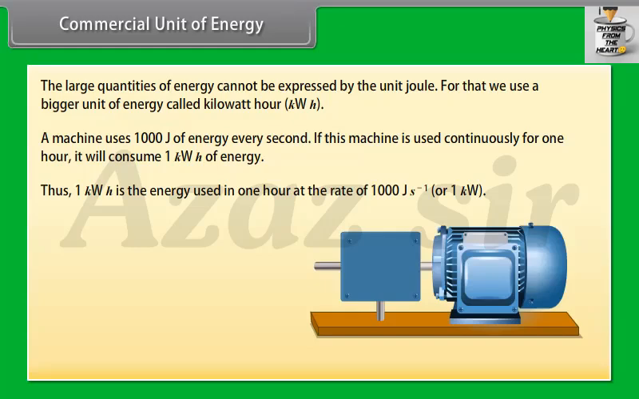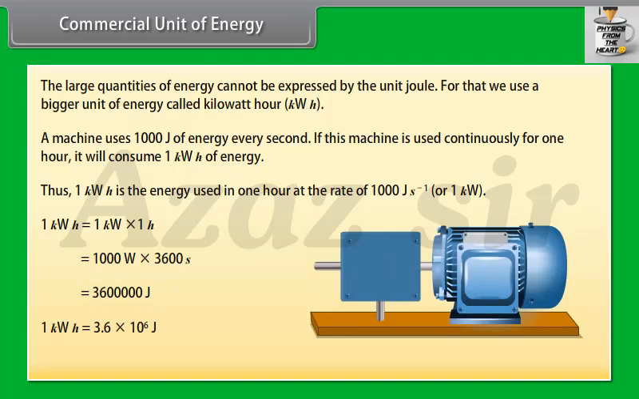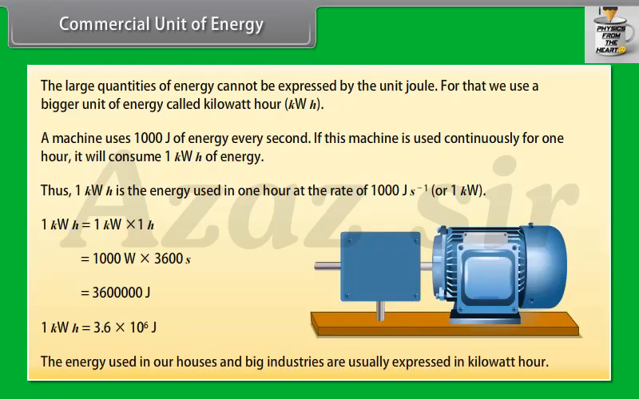So, 1 kilowatt hour is equal to 1 kilowatt into 1 hour, is equal to 1000 watt into 3600 second, which is equal to 36 lakh joule. 1 kilowatt hour is equal to 3.6 into 10 raised to the power 6 joule. The energy used in our houses and big industries is usually expressed in kilowatt hour.